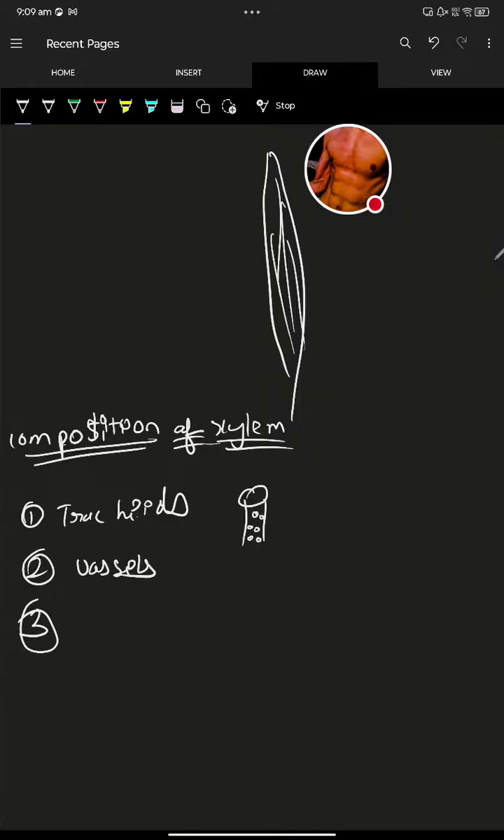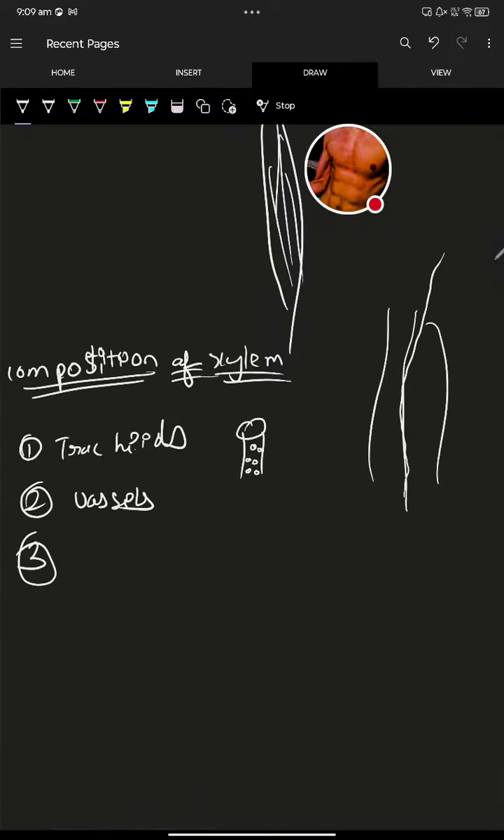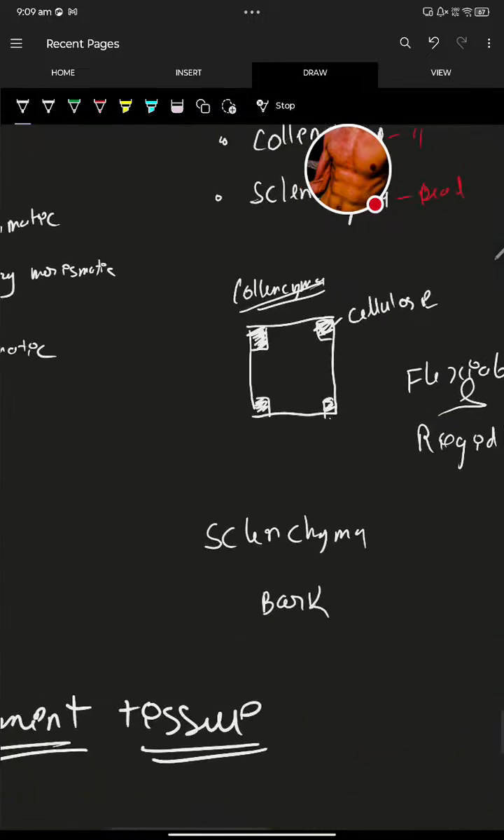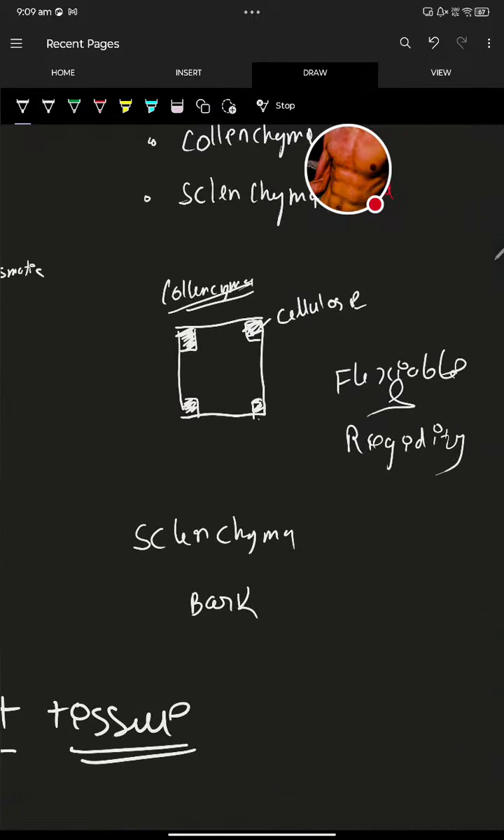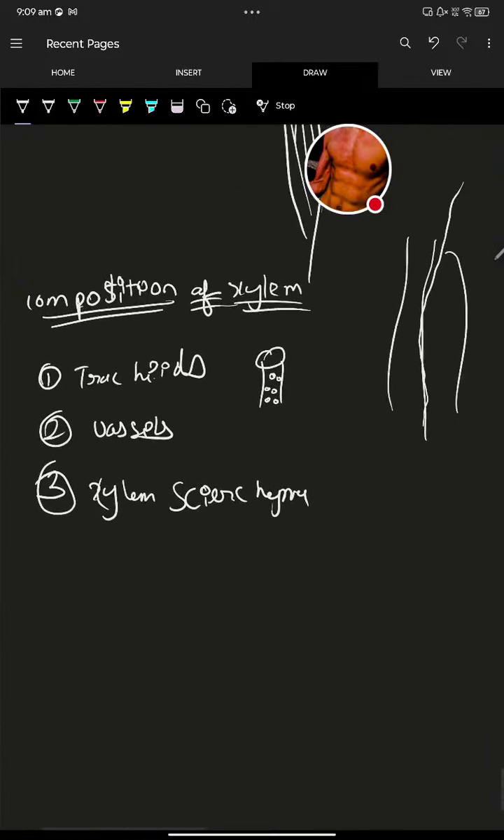The whole, like this is the tree, right? And this is the xylem going up. This is dead and it doesn't have life. Then xylem sclerenchyma, this is also dead, because you know how sclerenchyma was also dead here. This is the same thing. It is like the extra rigidity and all that.